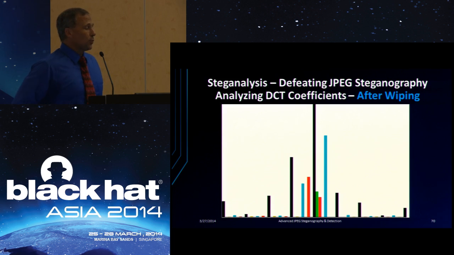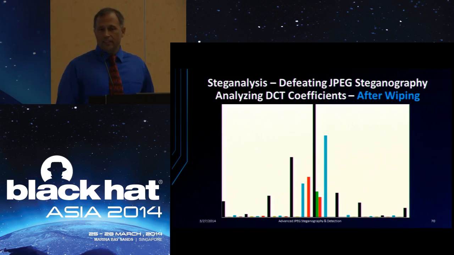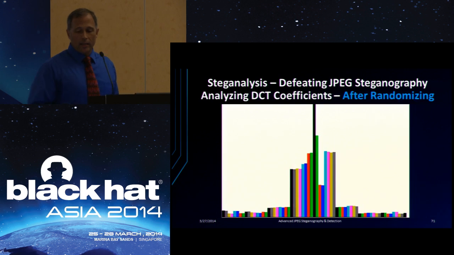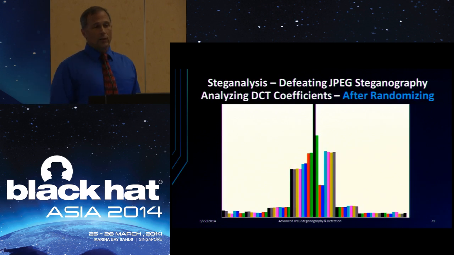One of the features of the program, because again, it's just an experimental program, is that you can set all the message bits to 0. I just call that wiping the message. Clearly with the DCT coefficients, if you wipe anything, it's really obvious. And then there's a random function also that randomizes all the message bits with a pseudo-random number generator. And it's still very unbalanced.